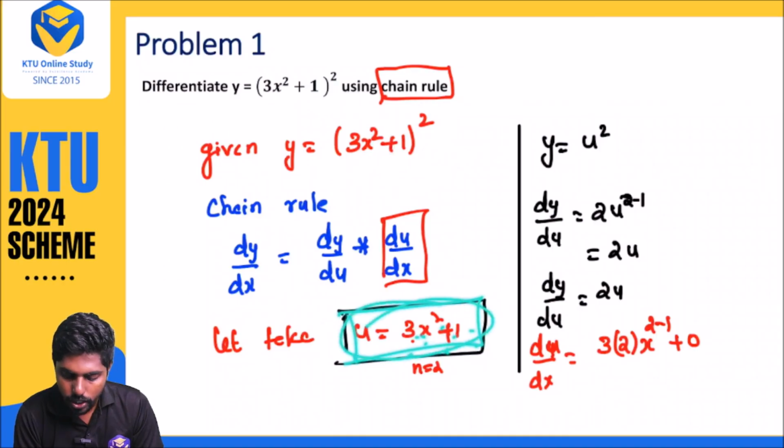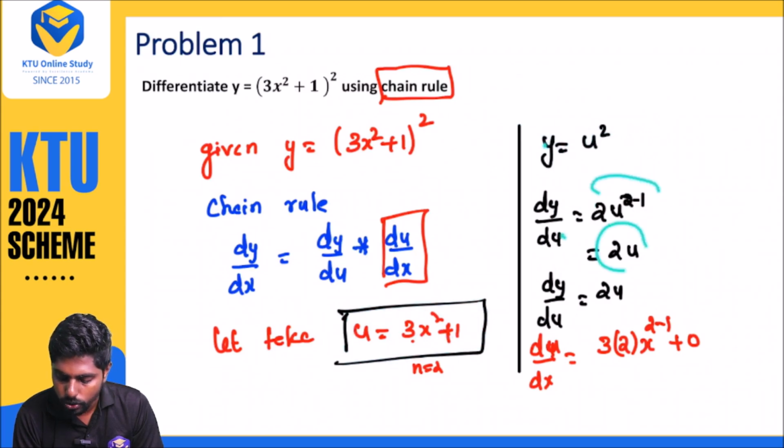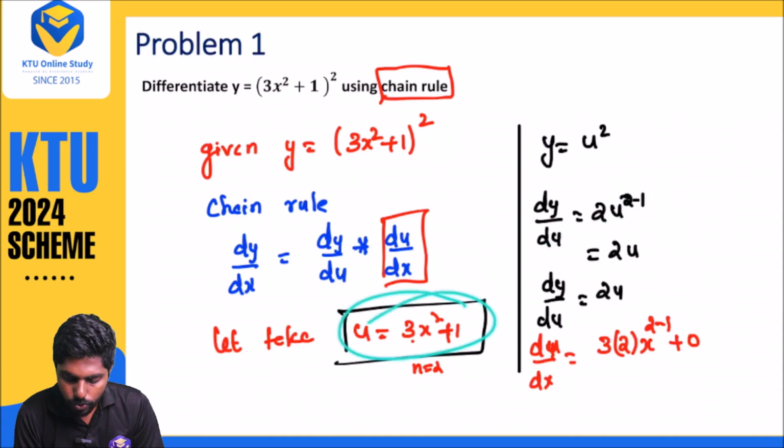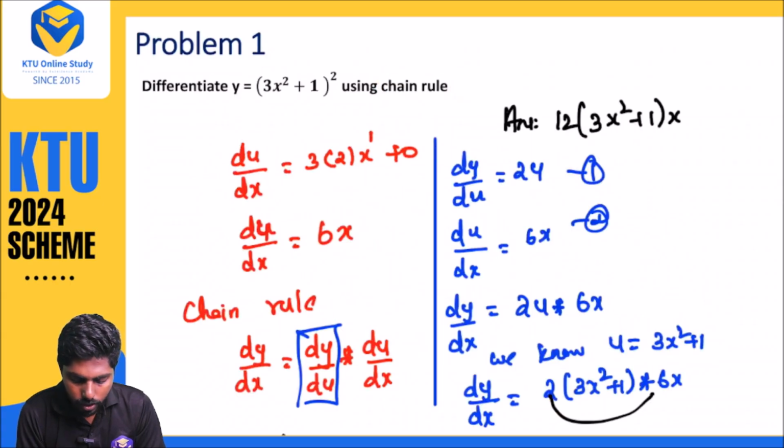So when we take u is equal to 3x square plus 1, y will change into u square. When we differentiate, dy by du, we get 2u, and we know the value of u. Using du by dx, we get the value 6x. When we multiply, we get the required answer.